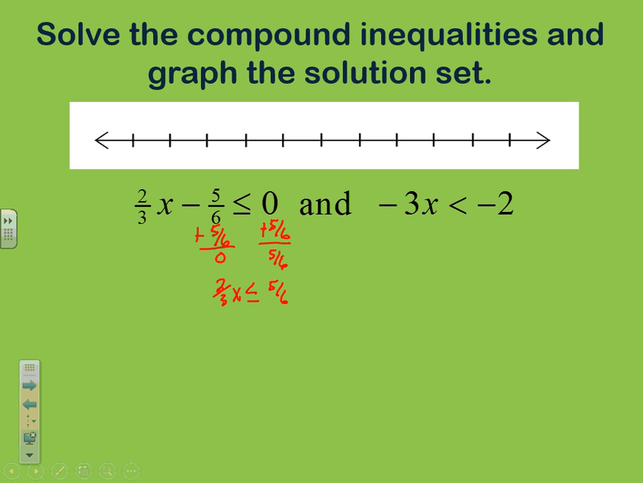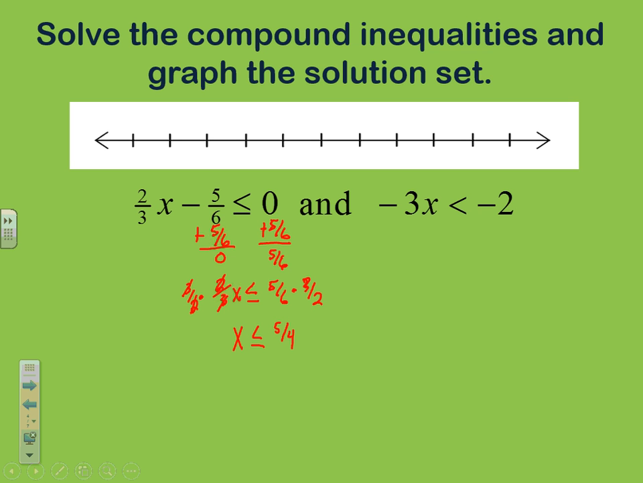To get rid of the coefficient of 2/3, multiply by the reciprocal, and on the left side, the 3 over the 3 simplifies to be 1, the 2 over the 2 simplifies to be 1, so that just leaves me with 1x. And because I'm multiplying with a positive number, the inequality symbol won't change directions. Now on the right side, when we multiply fractions, we multiply tops together and bottoms together. So the 5 times the 3 gives me 15. The 6 and the 2 gives me a 12. So I wind up with a fraction of 15 over 12, which would simplify to be 5 over 4.